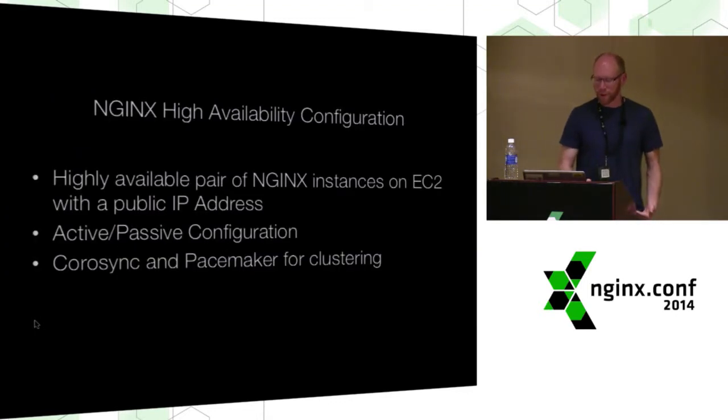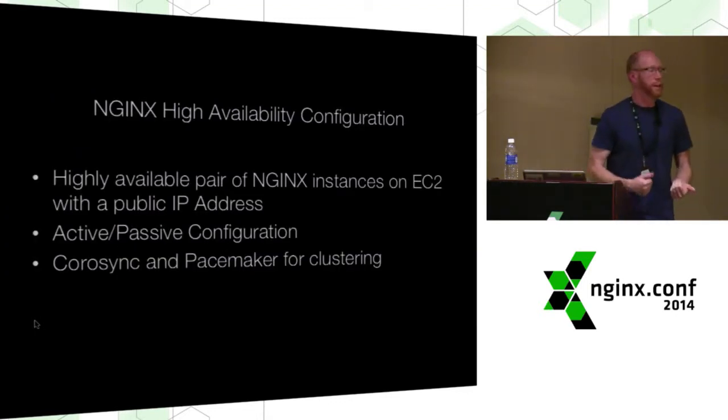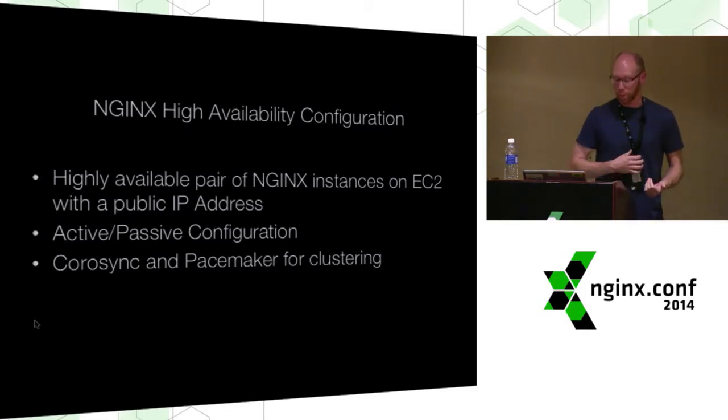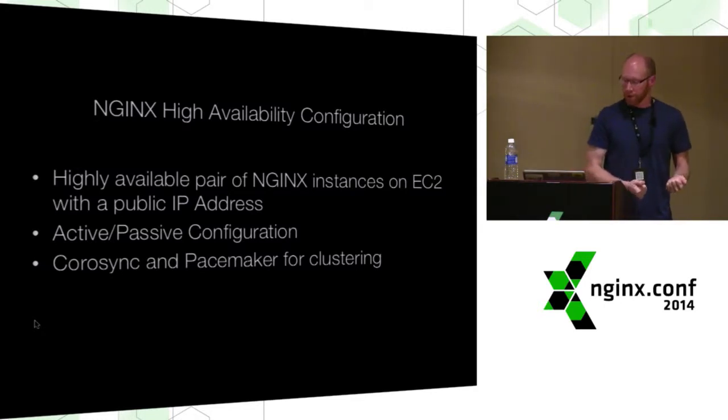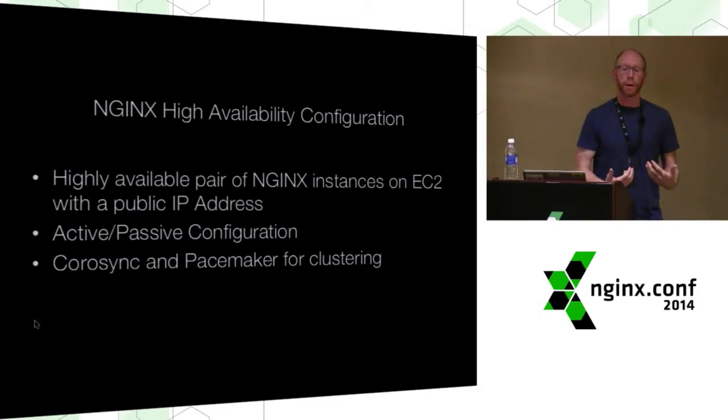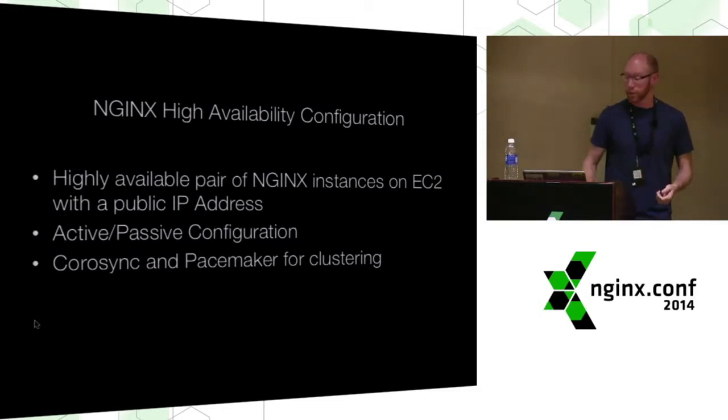Within Nginx Plus as well, there's actually a high availability configuration that's available. What this does is give you a highly available pair of Nginx instances running on EC2 that are tied to a public elastic IP address. It's an active passive configuration, and it's using Corosync and Pacemaker to help manage the clustering of those instances.